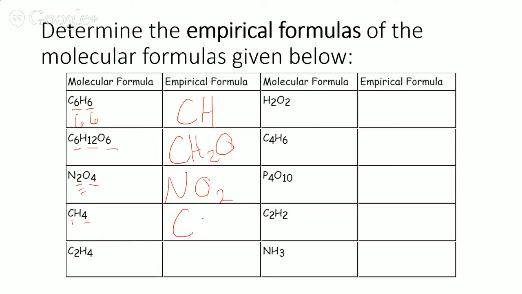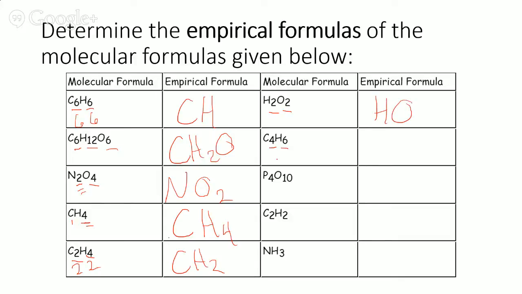So it turns out that this empirical formula is also the molecular formula, which can happen. In the molecule, we have 1 carbon and 4 hydrogens. That's also the simplest whole number ratio. So the molecular formula is also the empirical formula. Next one, we've got C2H4. They both share 2, so divide each of them by 2, and you get CH2. H2O2, well, there's 2 hydrogens and 2 oxygens. That would simplify to HO.